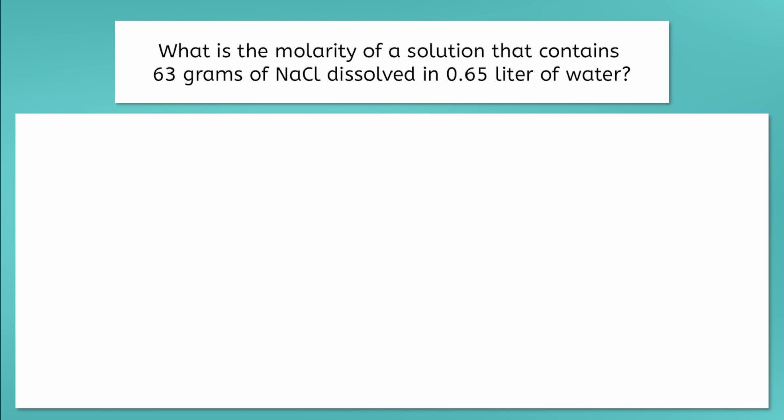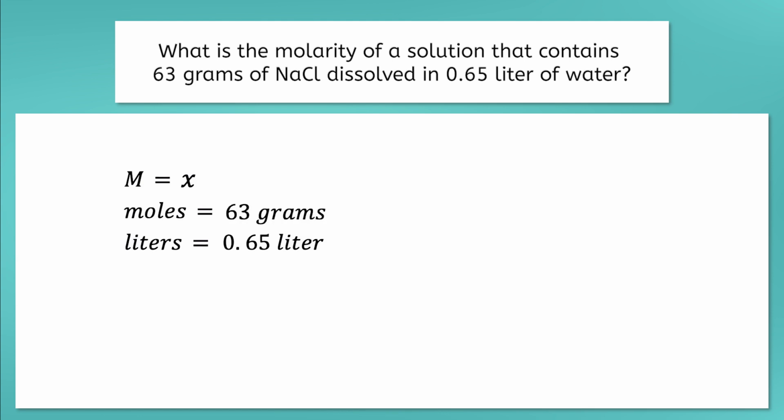How about we try another one? What is the molarity of a solution that contains 63 grams of sodium chloride dissolved in 0.65 liter of water? Let's start with our list. M is our unknown, so that gets our x. We have 0.65 liter, so that goes with the L. This leaves us with 63 grams. While we don't have moles, we have grams, and that gives us enough information to find moles.